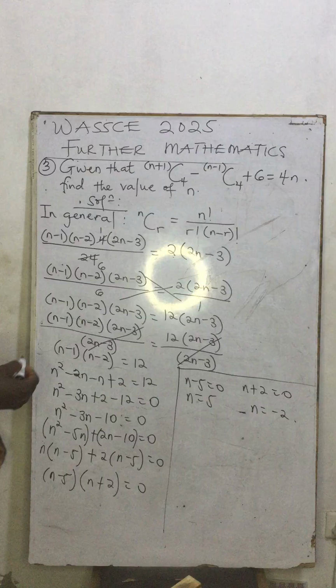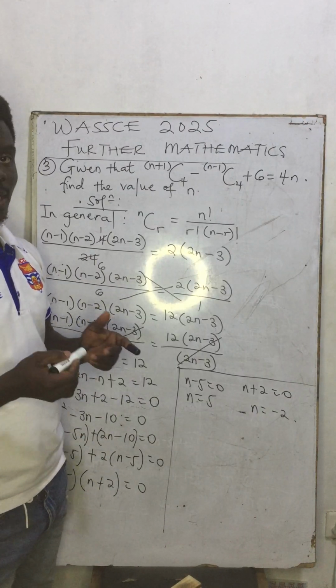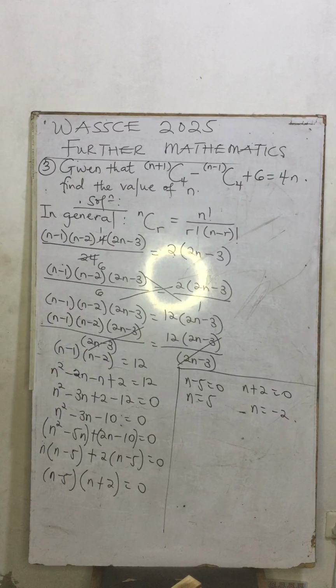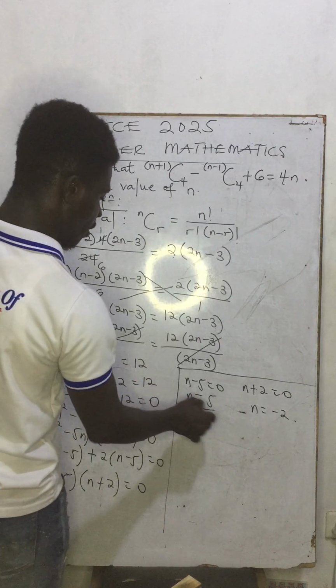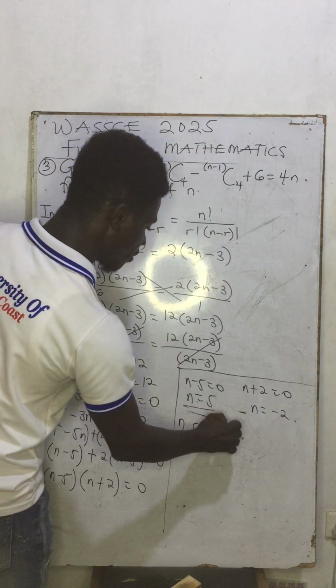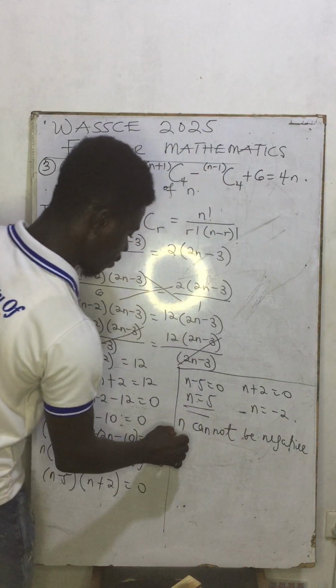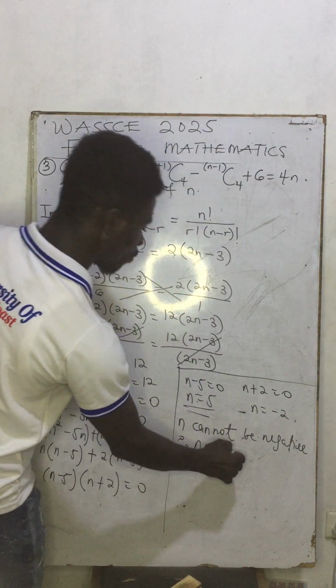Now, our n can never be equal to what? Negative 2. Our n can never be equal to negative 2. So we just take n to be equal to positive 5. So n cannot be negative. So therefore, n is equal to 5. So that's that. If you don't understand, please play back the video for better understanding.